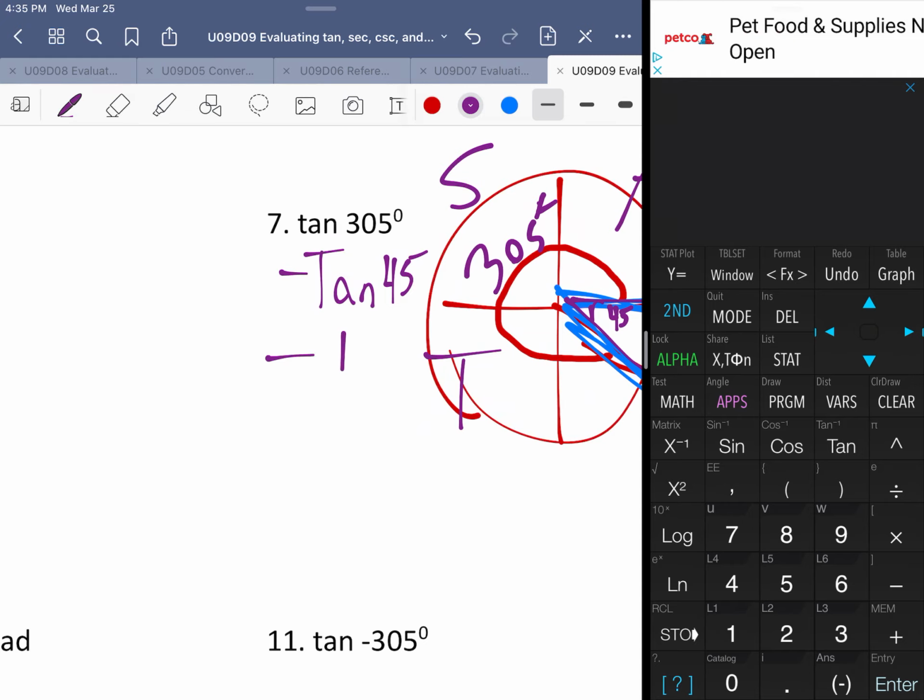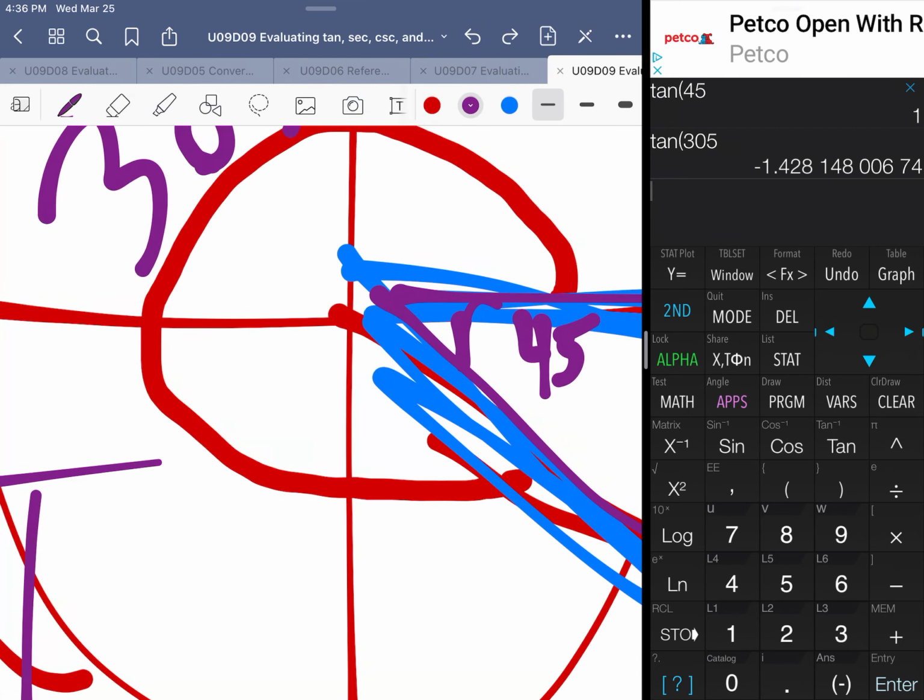If I just use my calculator, which you can do for all of these things, if I just type tangent of 45, I will get 1. So it's negative 1 because we're using 305. So if I do tangent of 305, it should say negative 1. Oh, wait. The reason I'm wrong here is because my reference angle is not 45. The reference angle is actually 55. So this is actually 55.